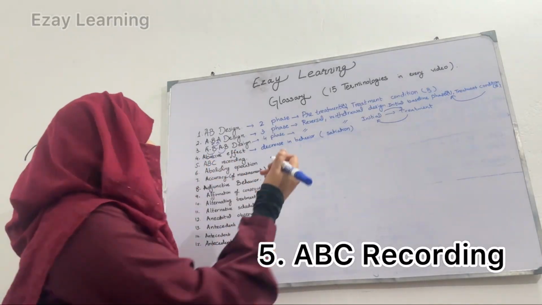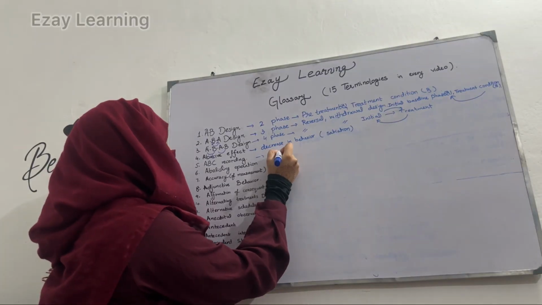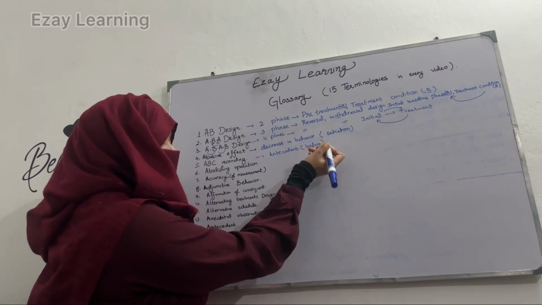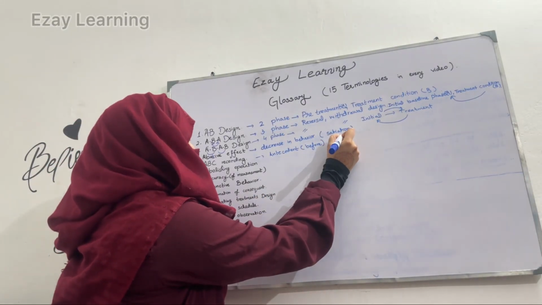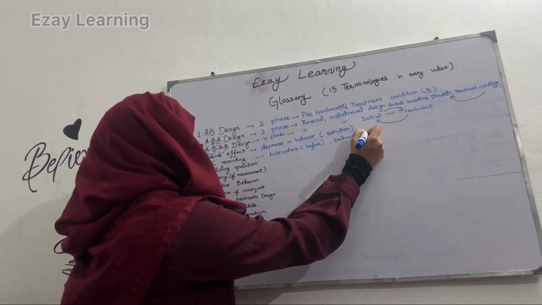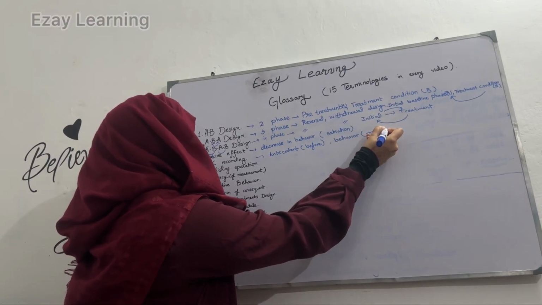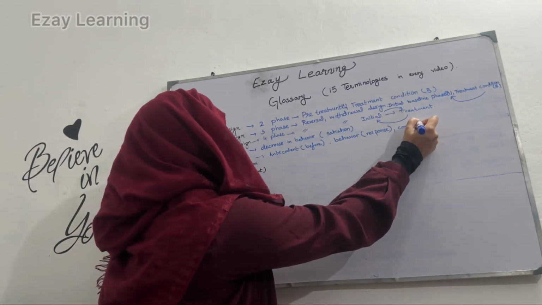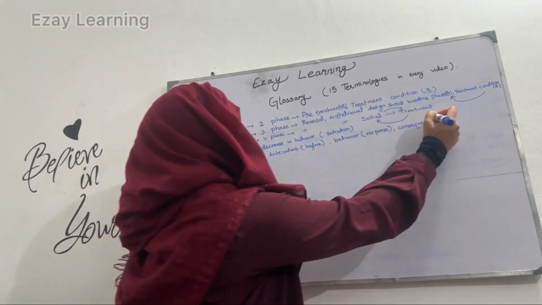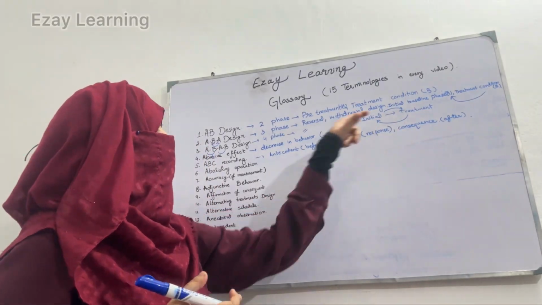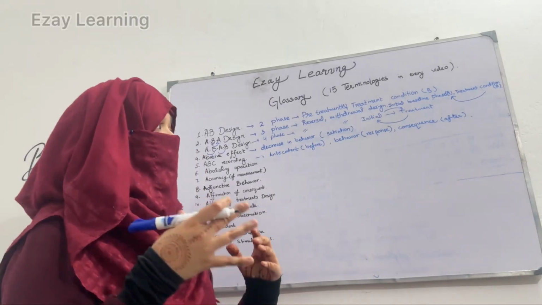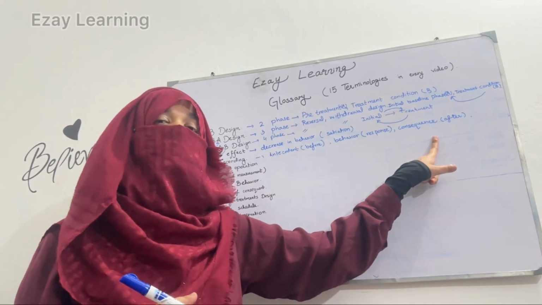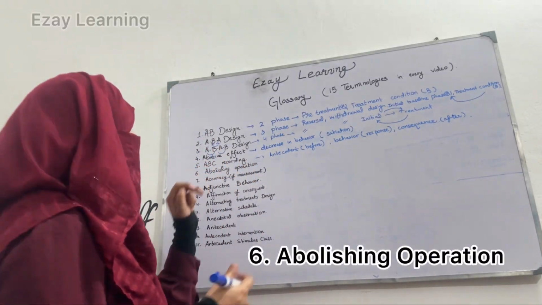Now ABC recording. A stands for antecedent, that would be before the behavior. B is the behavior, or you can also call it the response or number of responses, and C is the consequence, whatever happened after the behavior. So ABC recording would be recording whatever happened before the behavior, then the behavior, and then what happened afterward.